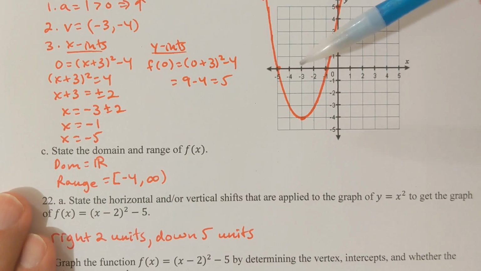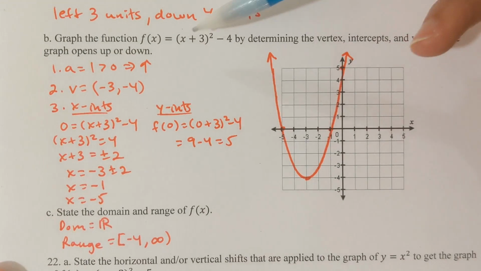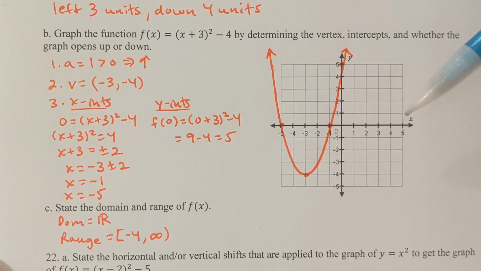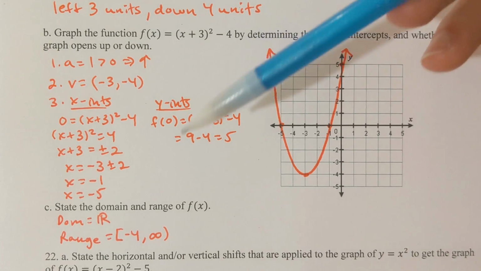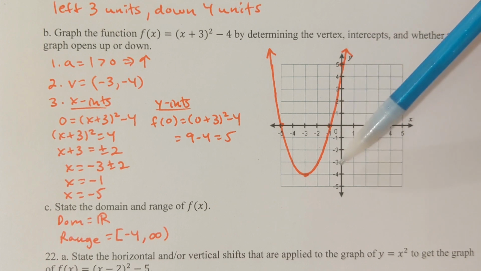Now part C, state the domain and the range of f, okay? The domain is all real numbers, right? You can see that from the graph, or you could take any number, add 3, square the result, and subtract 4, right? You can do that to any number you want. The range would be negative 4 to infinity. Okay, I can see that from the picture.